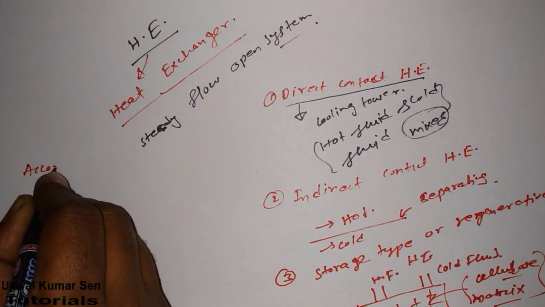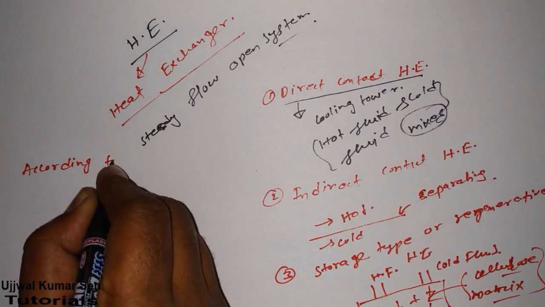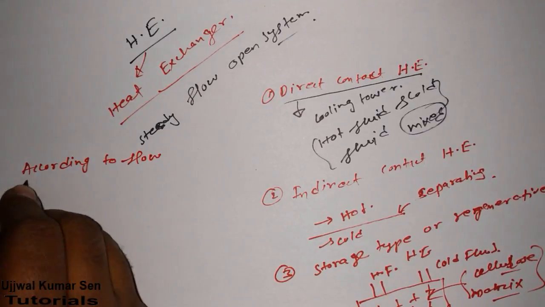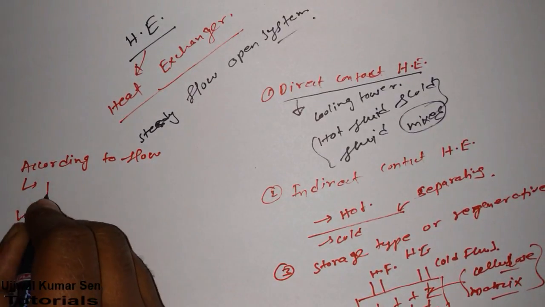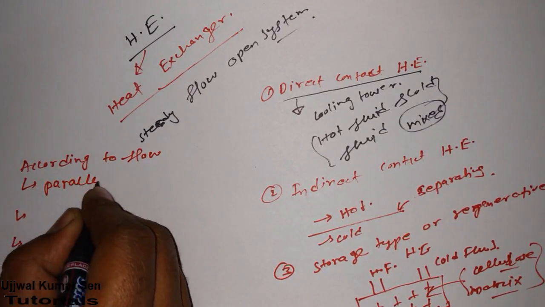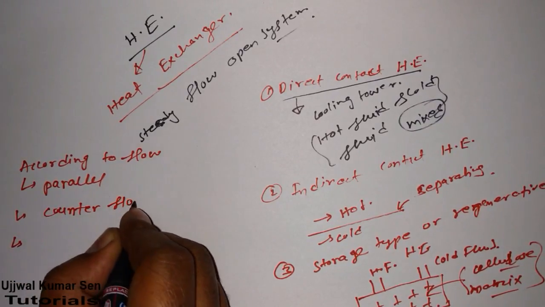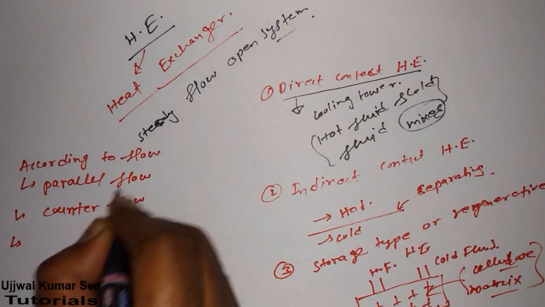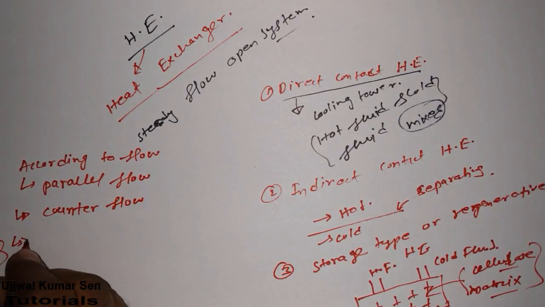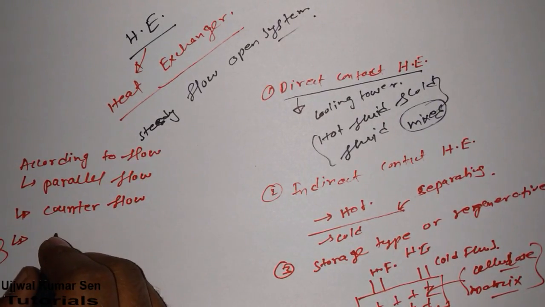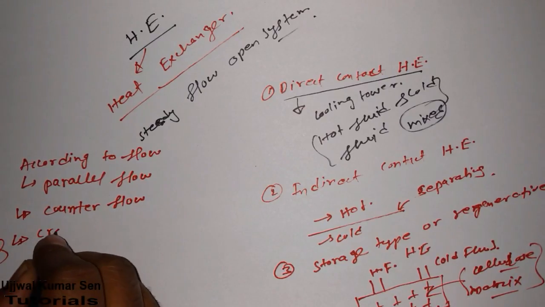According to flow, there are three types of heat exchanger. First one is parallel flow, second is counter flow, and third one is cross flow.